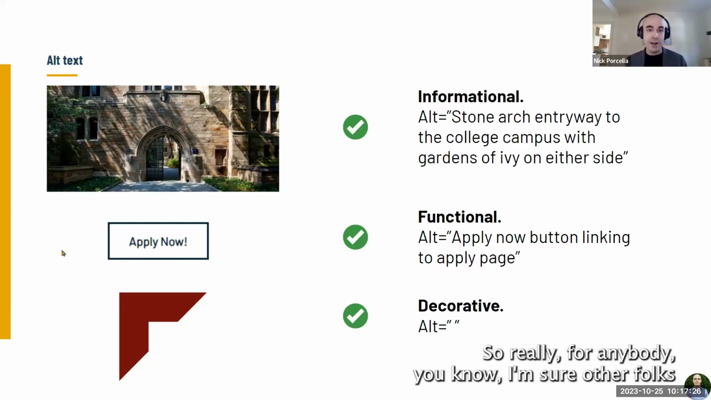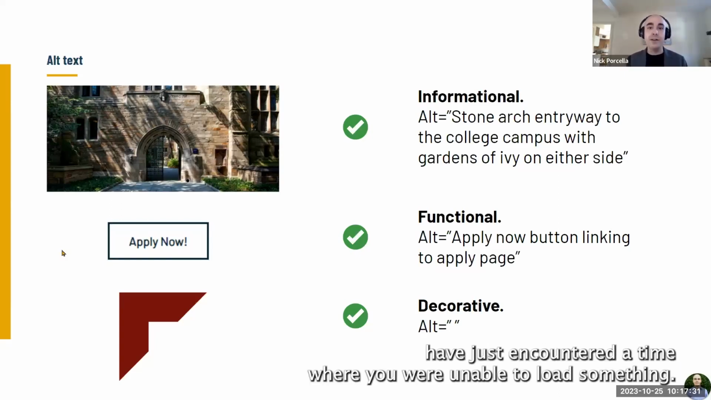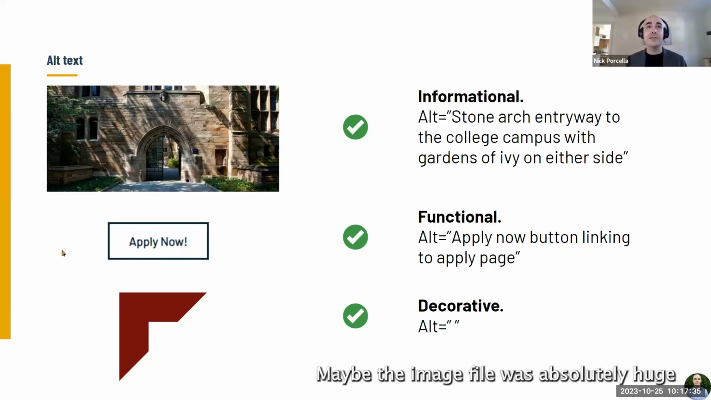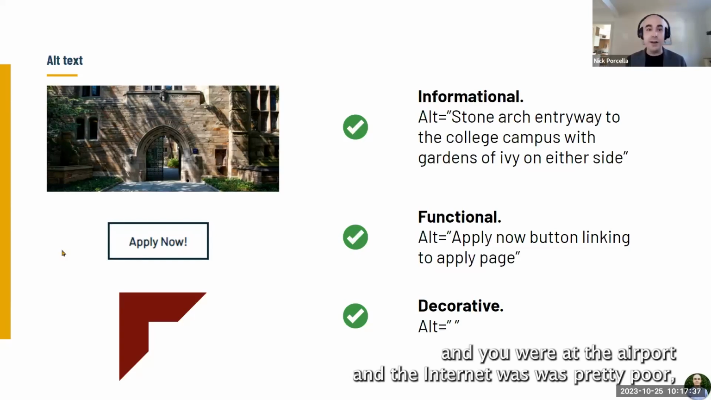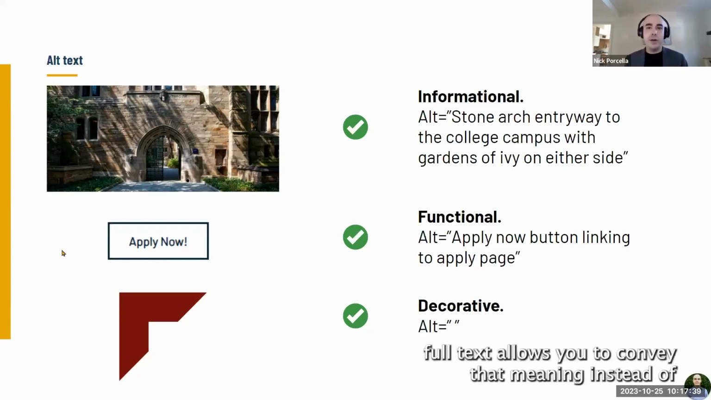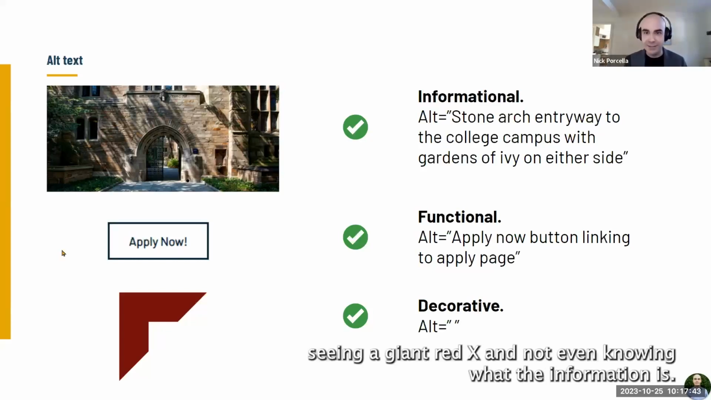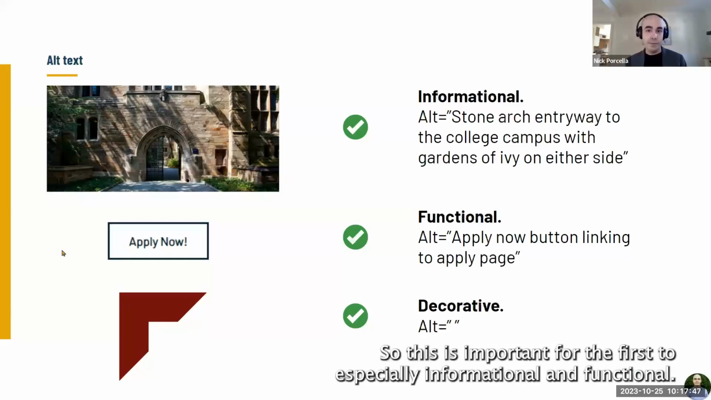So really for anybody, I'm sure other folks have just encountered a time where you were unable to load something. Maybe the image file was absolutely huge and you were at the airport and the internet was pretty poor. Alt text allows you to convey that meaning instead of seeing a giant red X and not even knowing what the information is. So this is important for the first two, especially informational and functional.